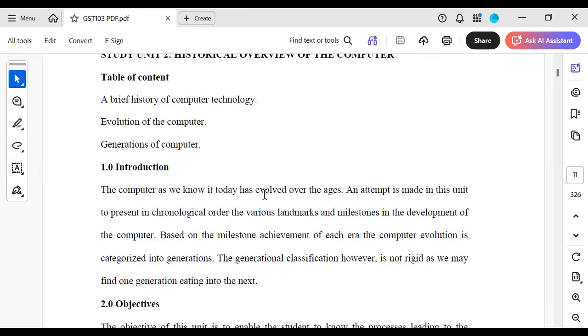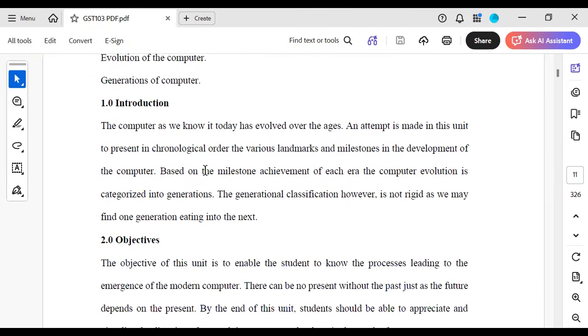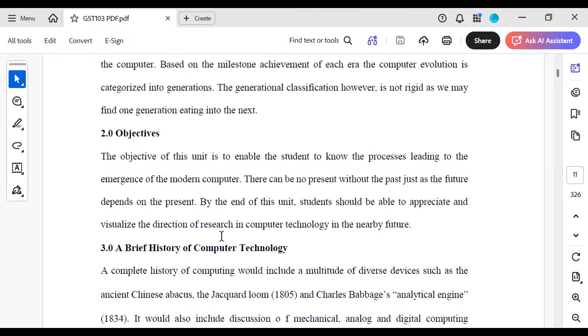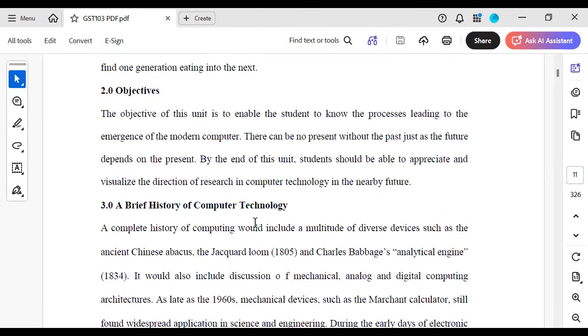So that is what I'm giving you as an introduction to the course, that everything you are using today did not just start the way it is. They always have a first version, second version, upgraded version, and so on and so forth. The same with the computer. So the major thing we want to talk about here today is the generations of computer.